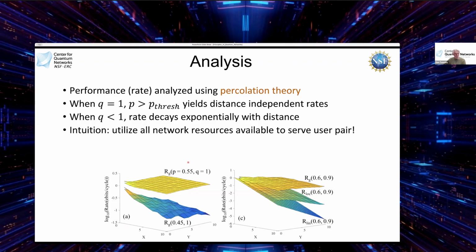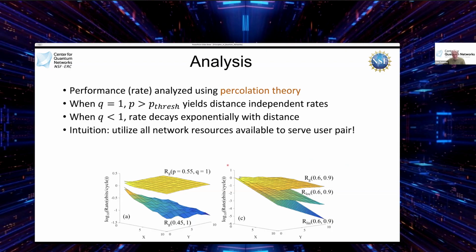Take the probability of successfully generating entanglement across a link to be 0.55, and the swap success probability to be 1. Then what you see is the rate you get is flat. It doesn't depend on the distance between Alice and Bob. If you reduce the link level success rate for entanglement to 0.45, then things change. All of a sudden now what we see is an exponential decay in the rate. But what this tells us is that because we are allowed to use multiple paths, we're actually able to achieve a distance-independent rate, which we didn't see with a linear chain of repeaters.